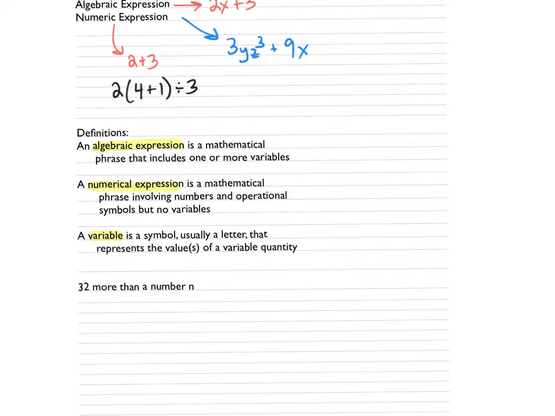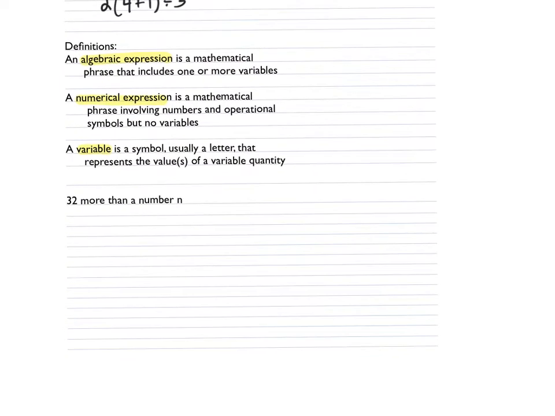Okay, so these are words that we're going to write as algebraic expressions. So this first one says 32 more than a number n. And so what we're going to be doing now is just turning words into expressions. So when we say 32 more than a number n, that's going to be 32 plus n, or n plus 32. That's going to be an expression for these words.